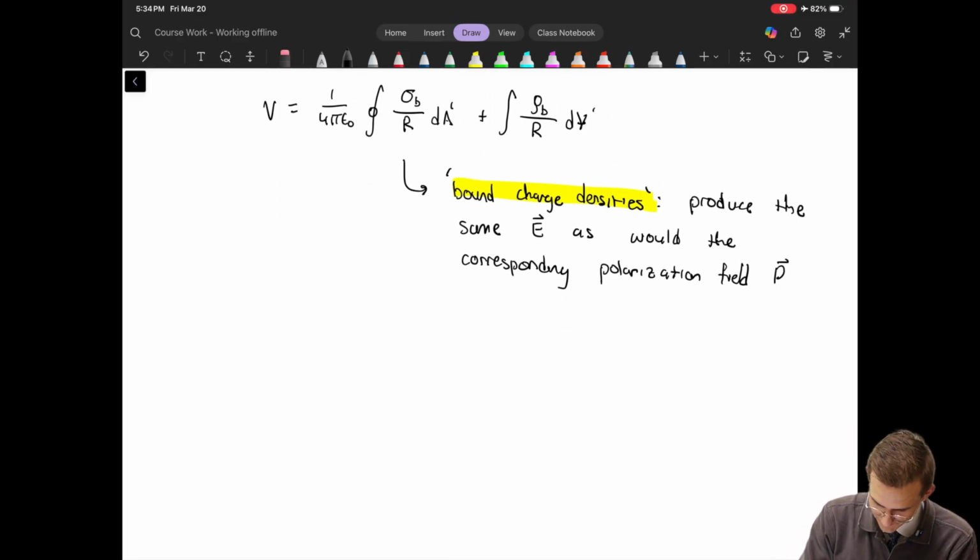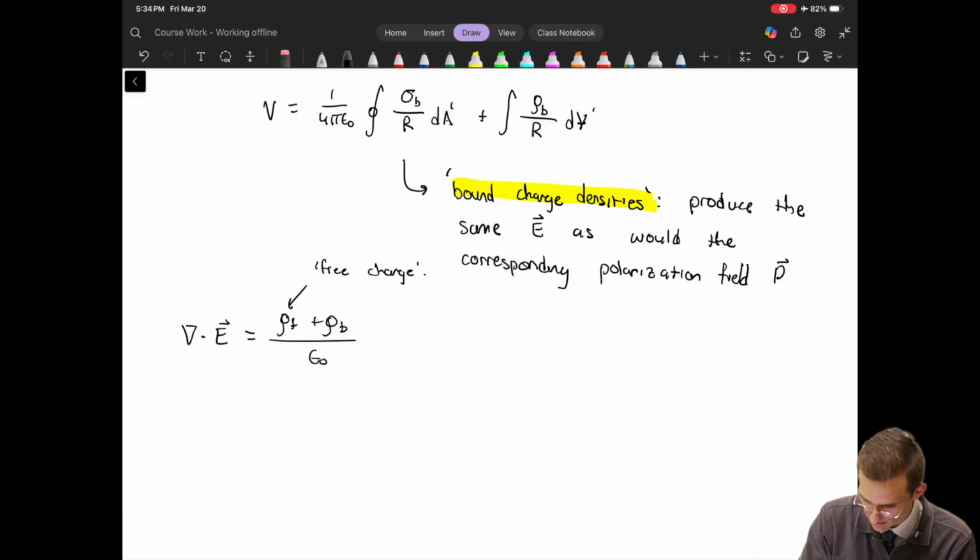So we can say that the divergence of E is actually equal to rho F plus rho B over epsilon naught. Now rho F is the free charges. Free charge is the stuff you control. This is conventional stuff you control. It's like your test charges.